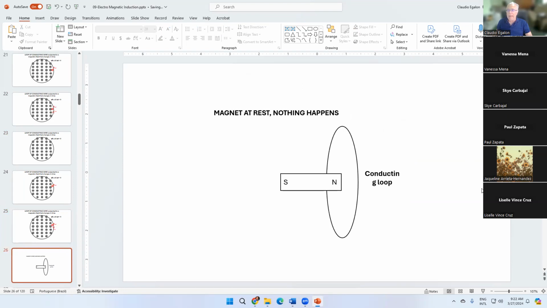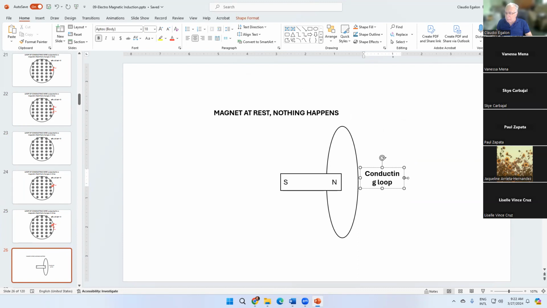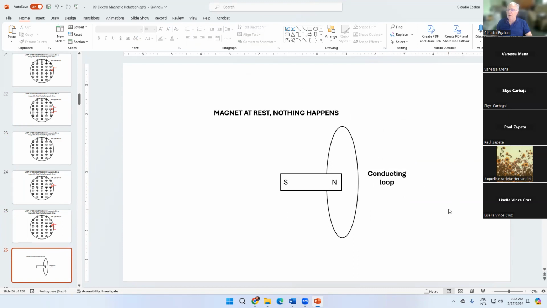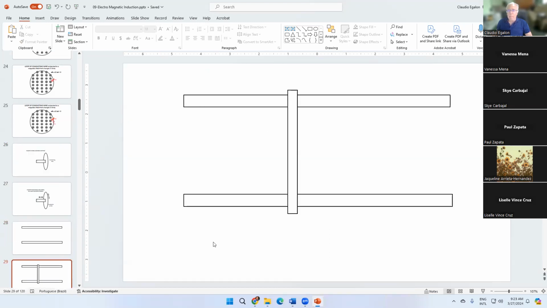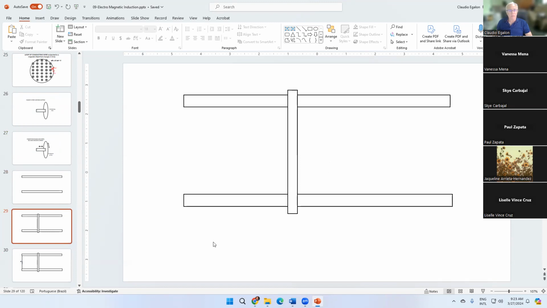Magnet at rest, remember that? Magnet at rest, nothing happens. No induced current. If we approach the magnet to the circuit, it means that the magnetic field is increasing, the magnetic flux is increasing, consequently the current must flow in this direction here, right? If we are withdrawing, then the current must flow in the other direction. Here is the motional electromotive force. A railroad, right?